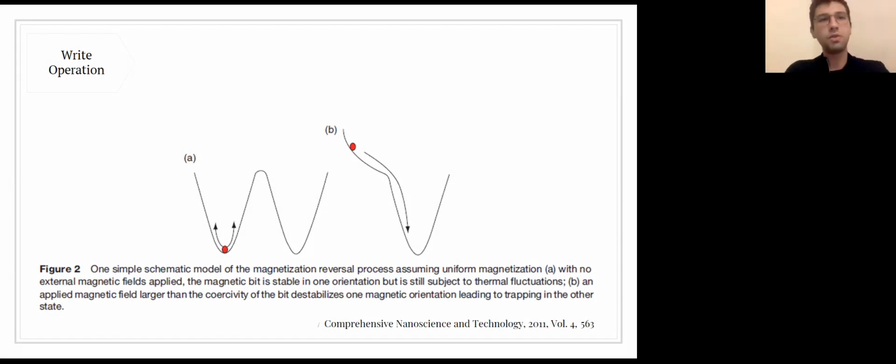So here we begin our journey with write operation. We're talking about macrospin systems, and we see a probabilistic nature in the write operation. We can think of write operation as follows: here in figure A we see a double well structure, and the atom is trapped in one well. Write operation is basically applying a magnetic field to make the atom pass from one well to the other.